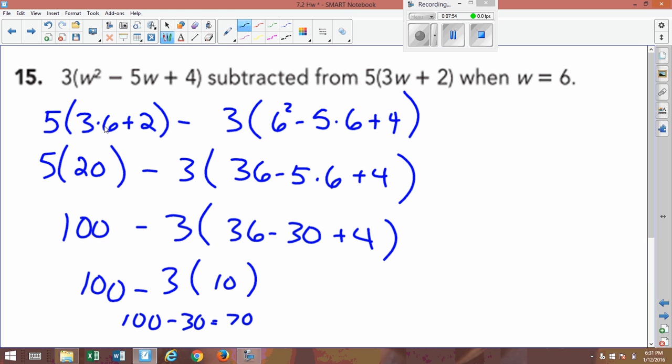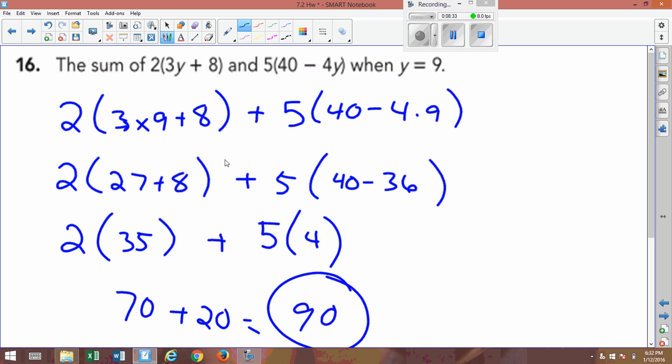Then we do 3 times 6 is 18, plus 2 is 20. 6 to the second power is 36, minus 5 times 6 plus 4. I then solve this part right here: 30, because 5 times 6 is 30, plus 4. I keep rewriting this equation over and over again. Then 36 minus 30 plus 4: 6 plus 4 is 10. And then we're left with 3 times 10, which is 30. 100 minus 30 equals 70.